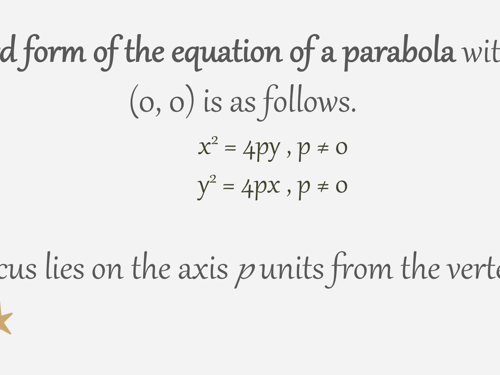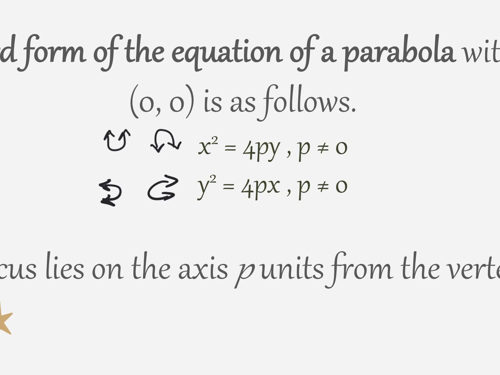So again, remember when it's the x squared, if the p-value is positive, it'll look like this. If the p-value is negative, it looks like this. For the y squared, it's the c when p-value is positive, and the backwards c when the p-value is negative. P cannot equal 0.